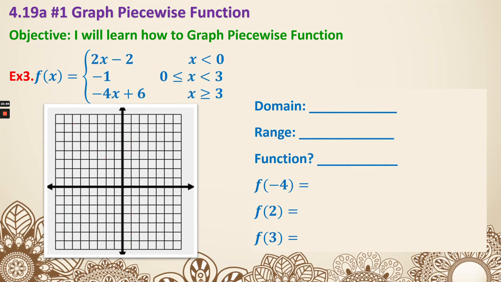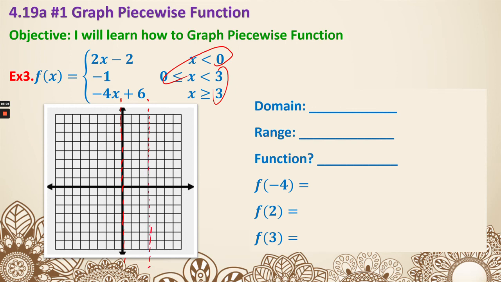Lastly, example 3. Let's draw the endpoints first. I have two endpoints, not just one of them. I have 0 and I have 3. So that means I have two lines I need to draw. One is at x equals 0, and the other is at x equals 3.